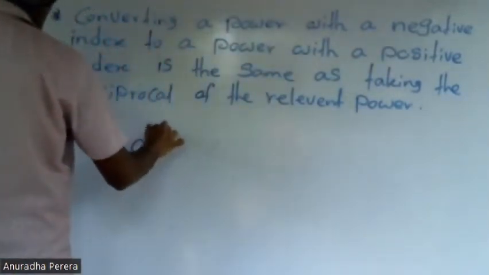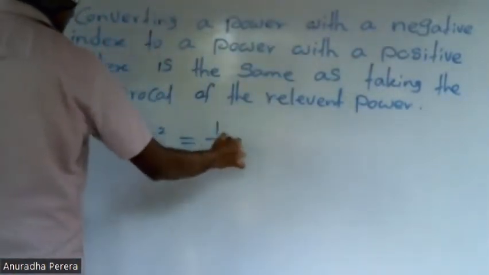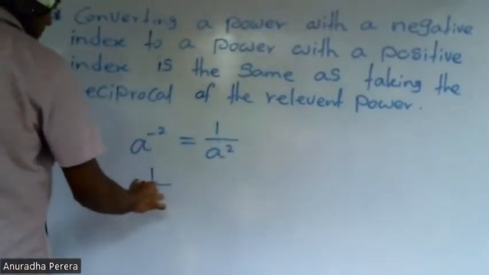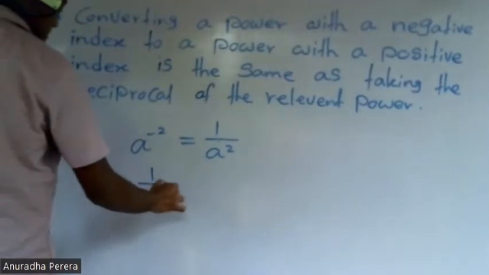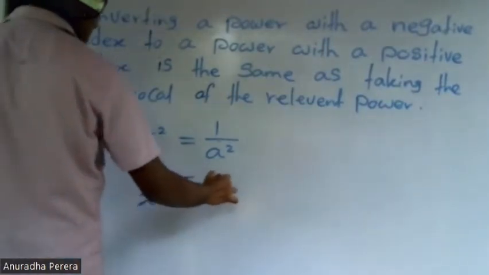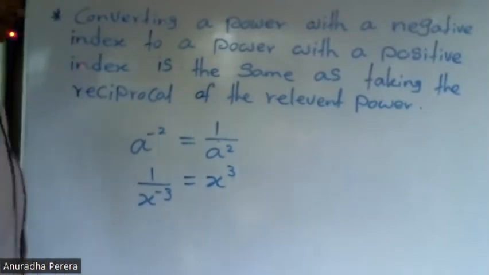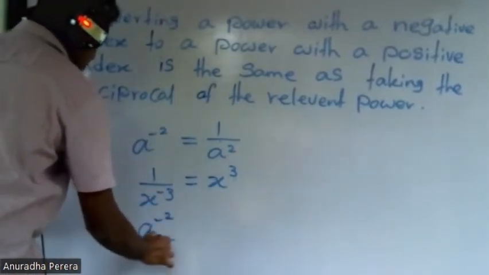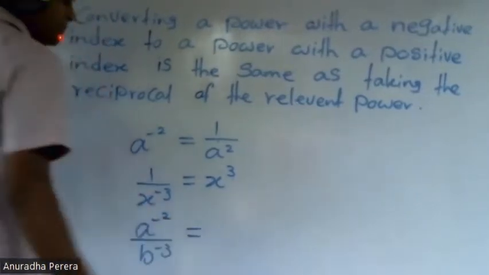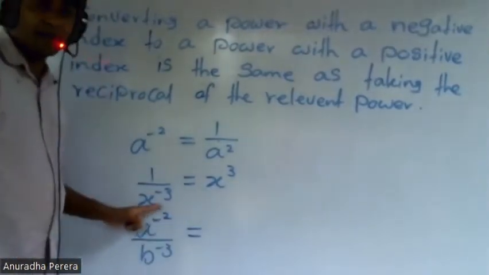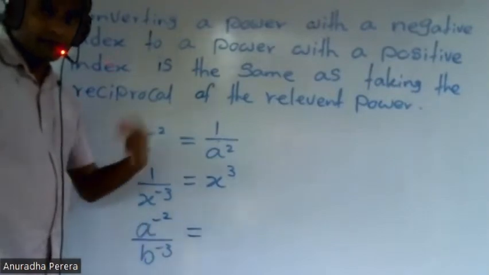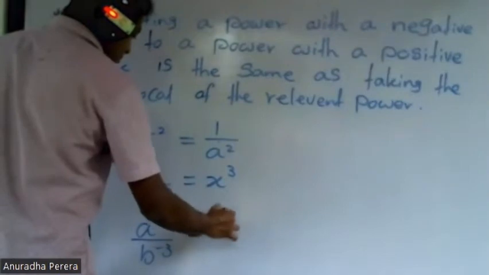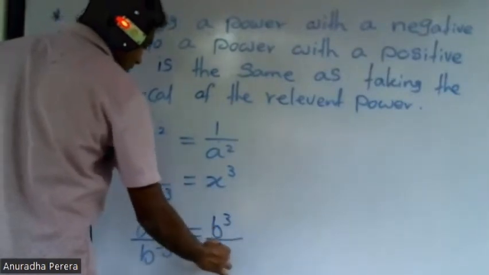A to the power minus 2, you can write it as 1 over A to the power 2. 1 over X to the power minus 3 is X to the power 3. And A to the power minus 2, B to the power minus 3: both can be written by taking the reciprocal. To convert to positive indices, you can write this as B to the power 3 over A to the power 2.